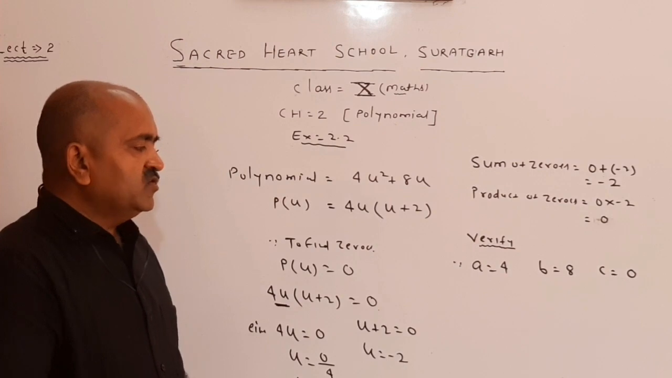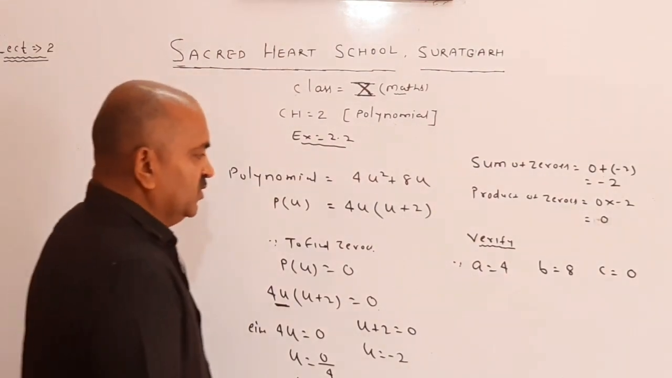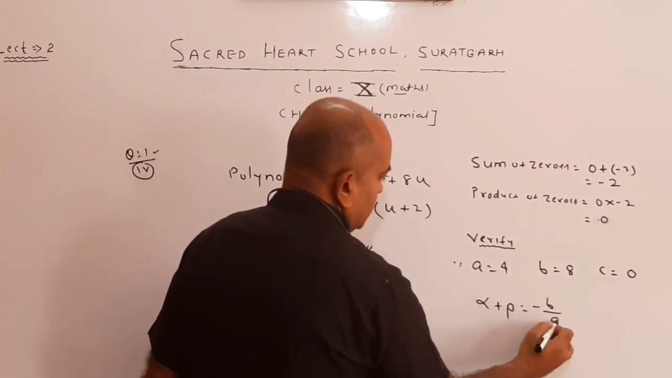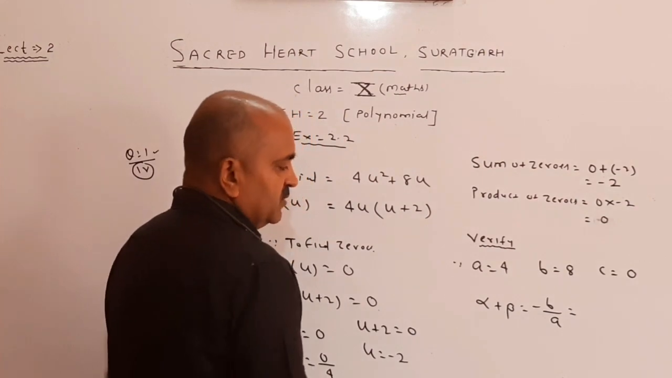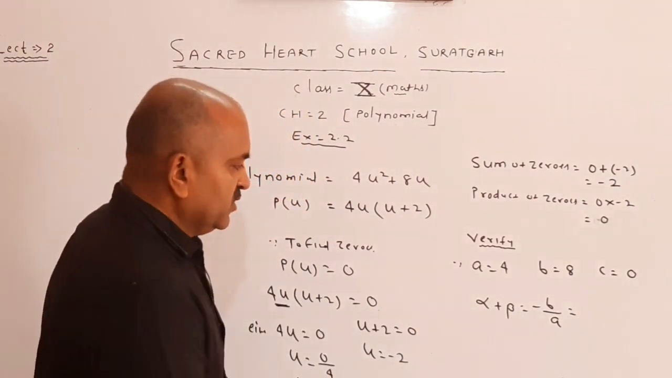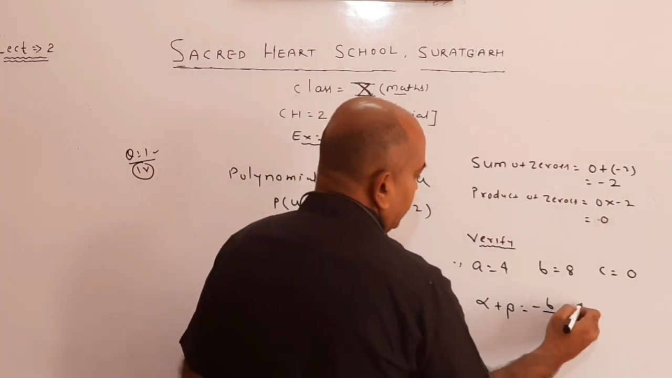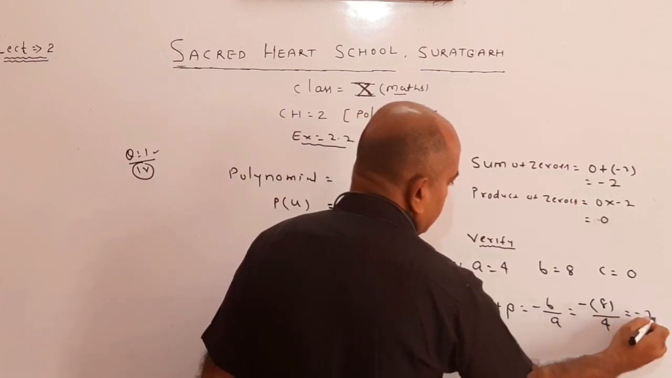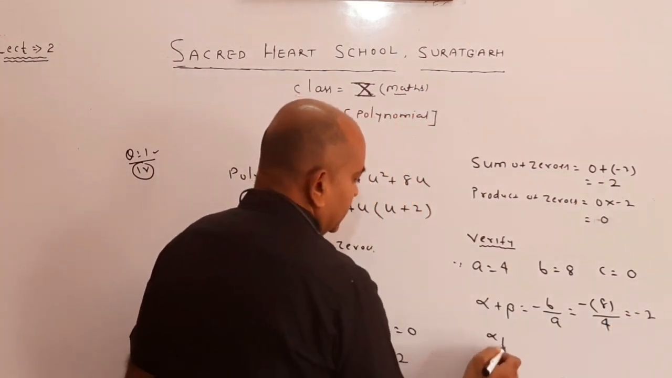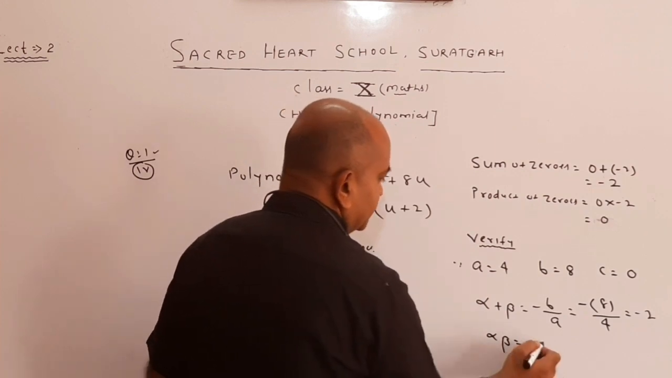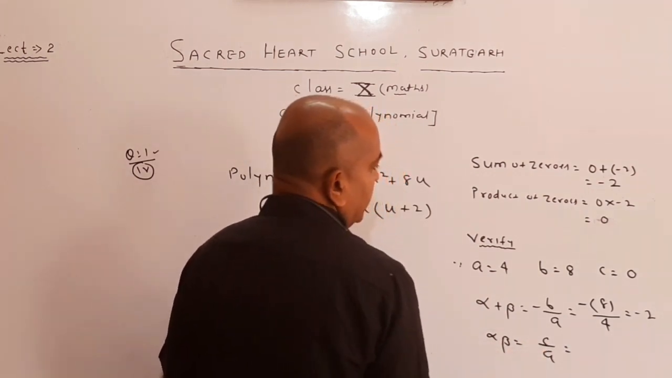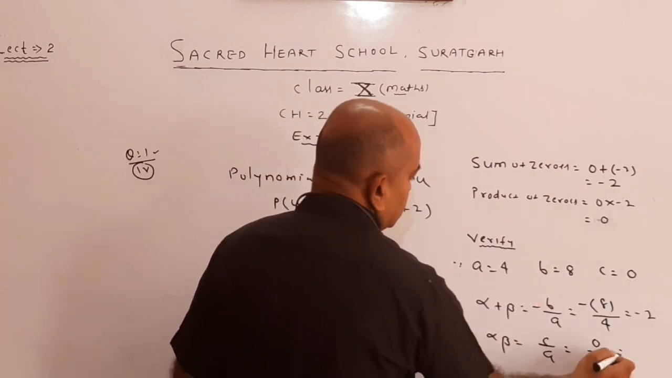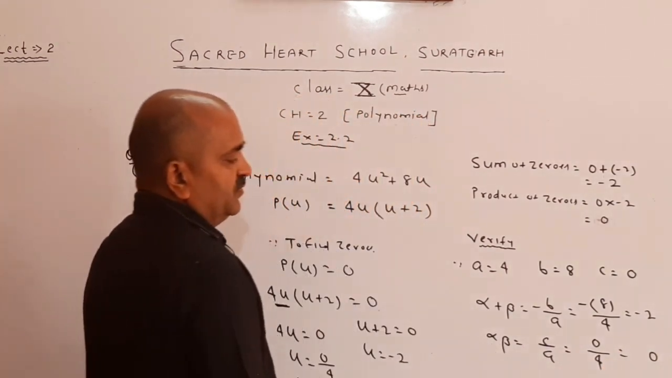Okay. And students, finally, now we find sum of zeros. We find alpha plus beta equals minus b by a. You know, students, the relationship between the coefficients. So alpha plus beta equals minus b by a. What is the value of b? 8. What is the value of a? 4. So this value is minus 2. After that we find product of zeros, alpha beta, c by a. What is the value of c? 0. What is the value of a? 4. So 0 by 4 is 0.